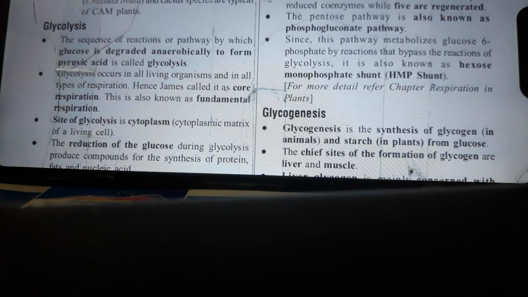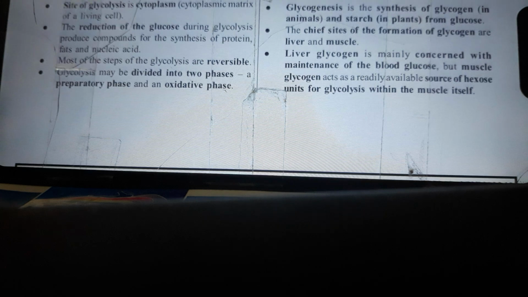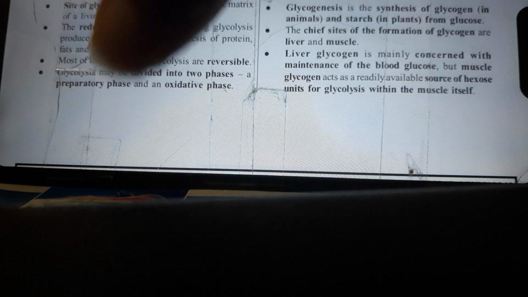Hence, it occurs in the cytoplasmic matrix of a living cell. The reduction of the glucose during glycolysis produces compounds for the synthesis of proteins, fats, and the nucleic acids. Most of the steps in glycolysis are reversible. Glycolysis may be divided into 2 phases, a preparatory phase and an oxidative phase.